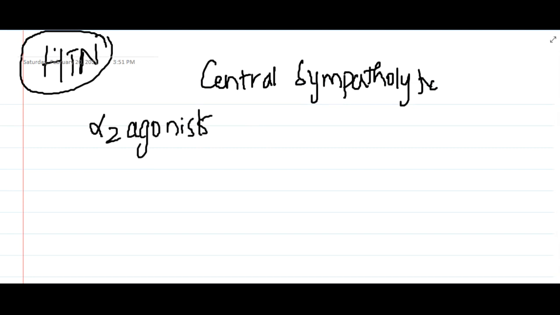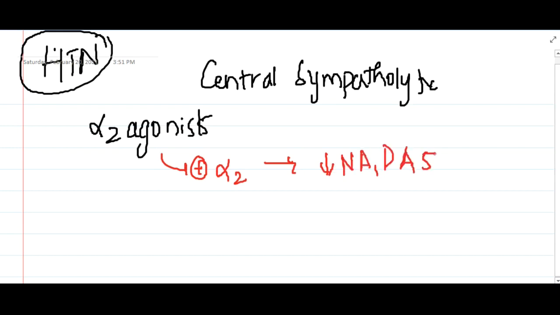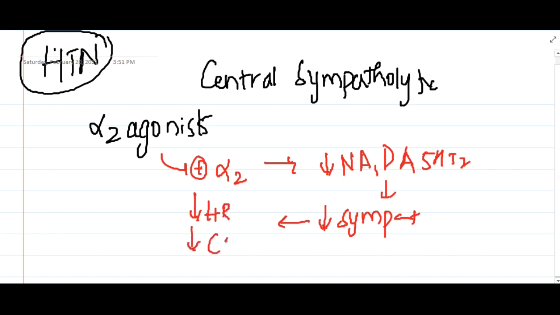These alpha 2 agonists will activate the alpha 2 receptors, and thus they will decrease the noradrenaline, dopamine and 5-HT2 release. Whenever there is decreased noradrenaline, decreased dopamine and decreased 5-HT2, this will decrease the sympathetic outflow from the vasomotor center, and thus this will decrease the heart rate, decrease the cardiac output, thus decreasing the blood pressure. This decrease in sympathetic outflow in the blood vessels will decrease the peripheral vascular resistance and thus decreases the blood pressure.